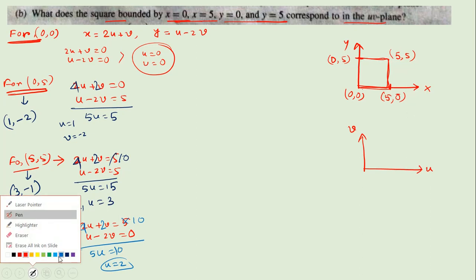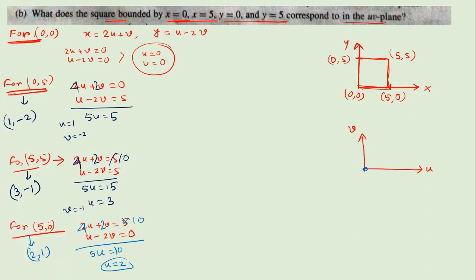If you want to draw in this diagram, that is the 0 0 point, then 1 minus 2, like here, and 3 minus 1, like here, and 2 comma 1, like here. So this is a square. This is the 1 minus 2, this is 3 minus 1, this is 2 1, and this is 0 0. Okay, so we got the square bounded, this answer.